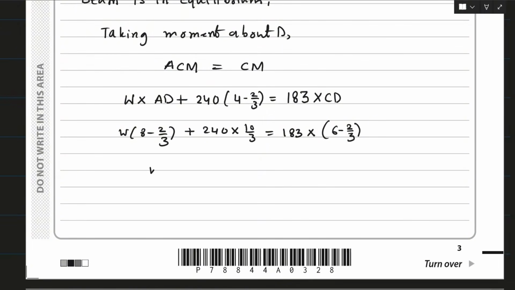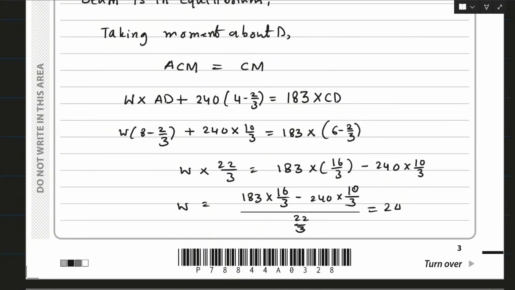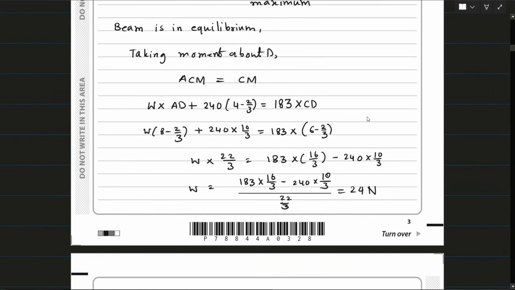So ultimately, in order to find the value of weight, we can simplify this, and we have here 183.24. The maximum possible weight of the package is 24. Our package cannot exceed this weight because if the package is heavier than this, the tension in the rope will exceed 183 and the rope will break. So this was our question number 1.